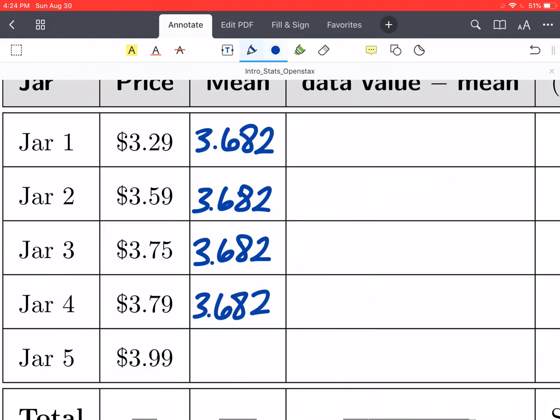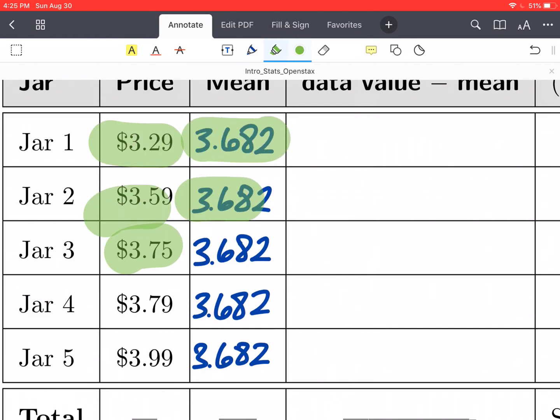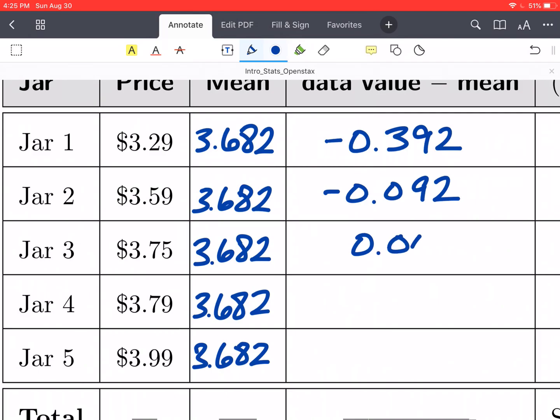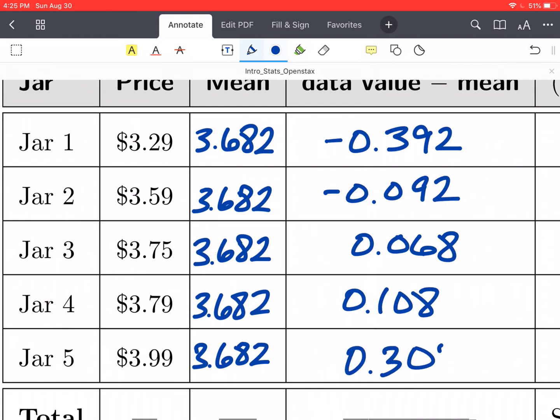Once you have that, that leads us to the next part of the calculation: data value minus mean. We take each value minus the mean and do that for all of them. That gives us negative 0.392, negative 0.092, 0.068, 0.108, and 0.308.